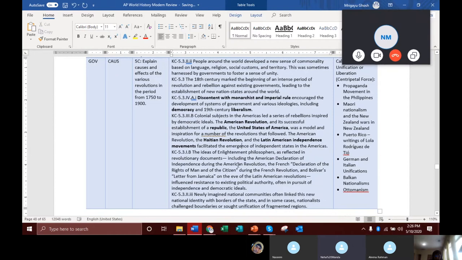And then we have the American Declaration of Independence during the American Revolution, the French Declaration of the Rights of Man and of the Citizen, and then Bolívar's Letter from Jamaica. This is a lot. Okay.